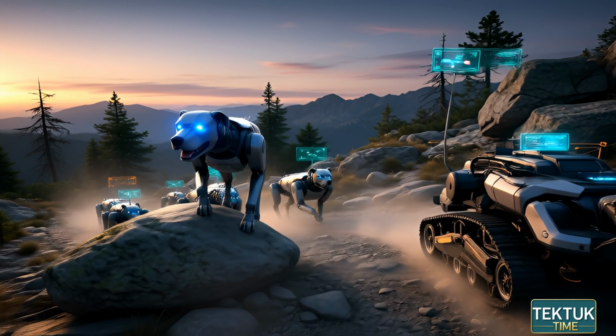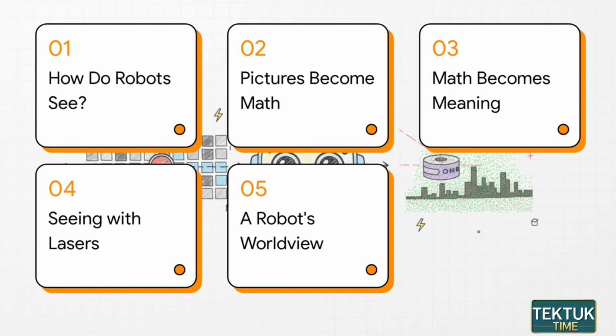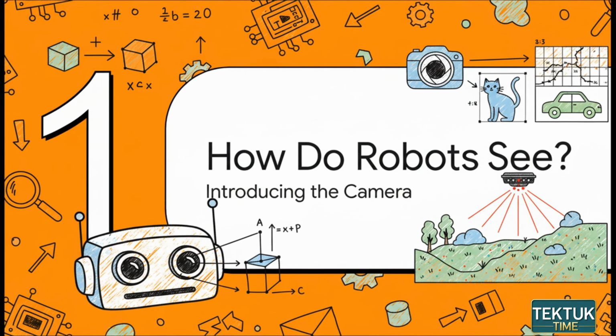First, we'll cover the basics of how robots see. Then we'll dig into how pictures get turned into pure math, and how that math creates actual meaning. After that, we'll check out a totally different way of seeing, using lasers. And finally, we'll pull it all together to understand a robot's complete picture of the world. Okay, let's jump right in.